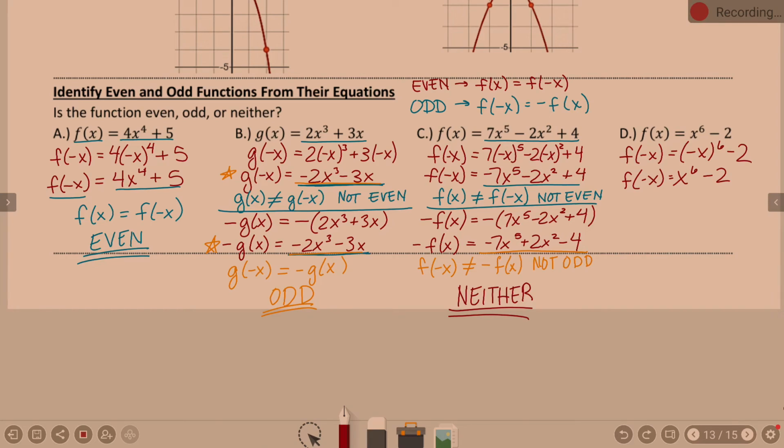What do we know? It's equal to the original. Is it equal? It is, isn't it? X to the 6 minus 2, x to the 6 minus 2. So we just showed that f of x equals f of negative x. And since I showed that, I know that this is even.